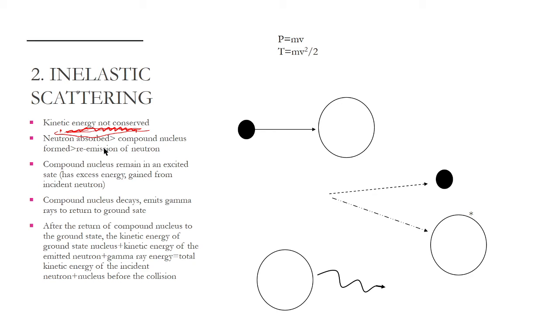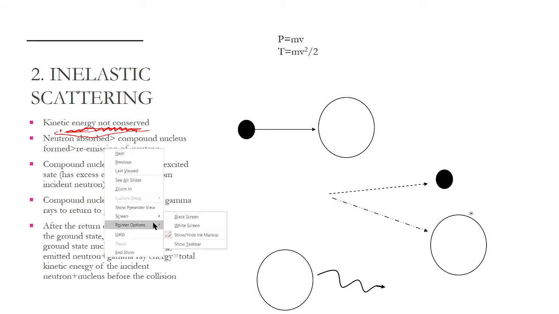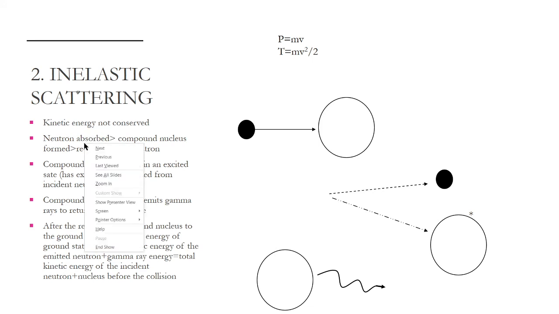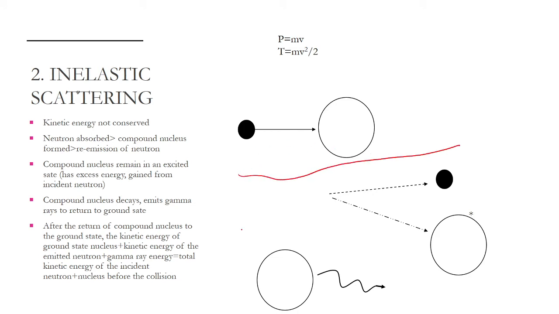Again, these are three different pictures. This is the incident neutron. This is the target nucleus.